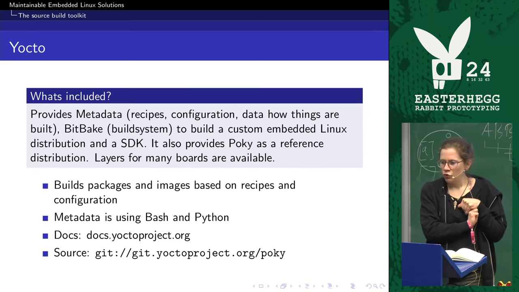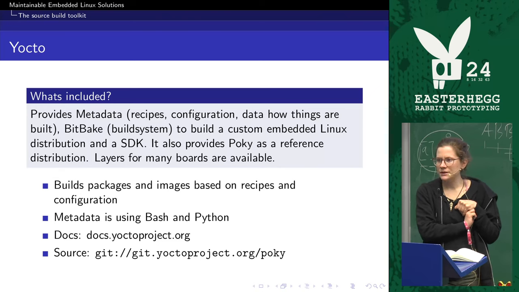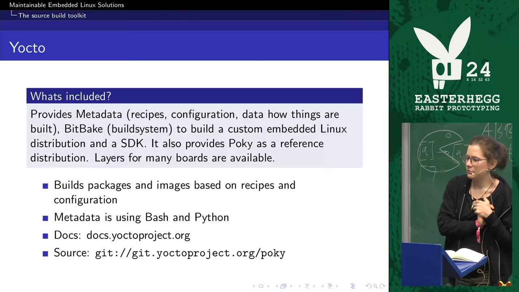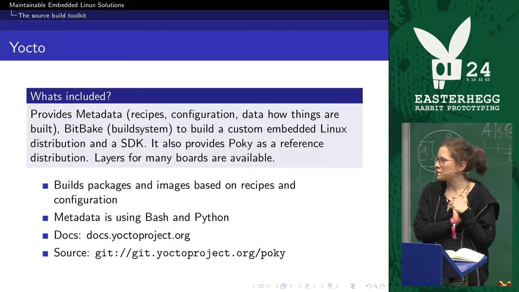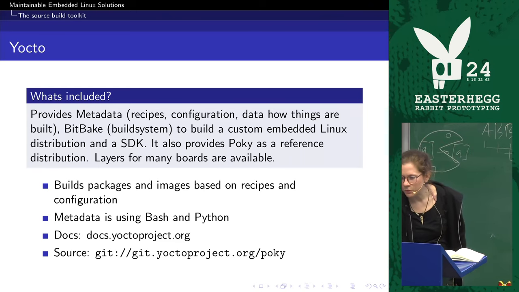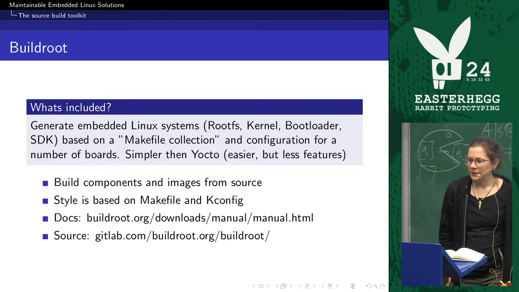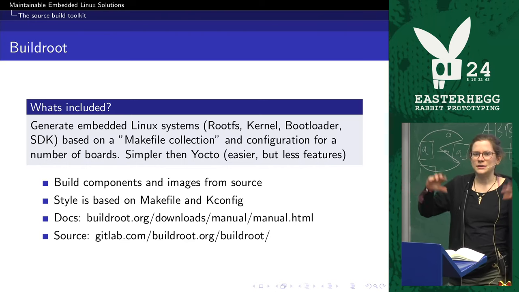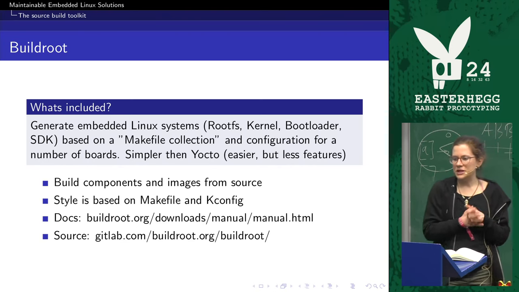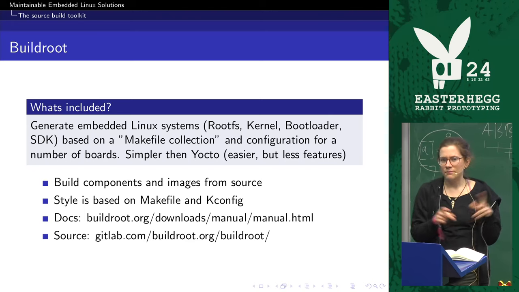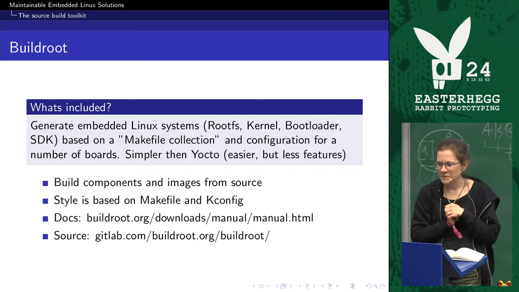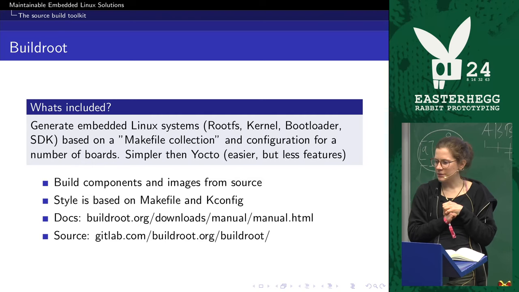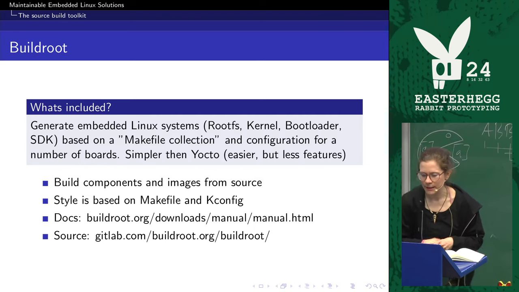So that's also nice. Yeah, so the metadata is basically written in a mix of Python and Bash. So most people will most likely be able to read the code quite easily. The documentation is available, and the source as well, publicly. It's rather well documented, so you can take a look if you so want. Buildroot is also able to generate your embedded Linux system, and it's doing it not on such recipe data, but on a makefile collection, basically, which can be configured using Kconfig, which you know most maybe from the kernel. Yeah, so again, you have documentation and source readily available. I have not mentioned it before, but both are open source. And so you can take a look around there.